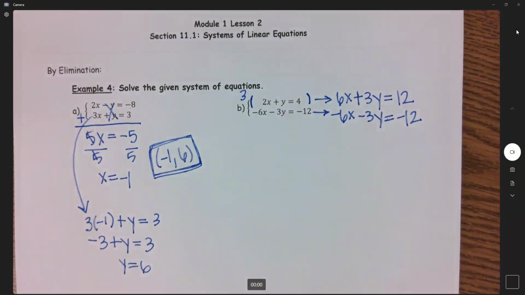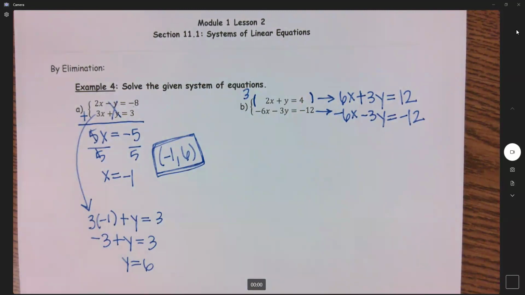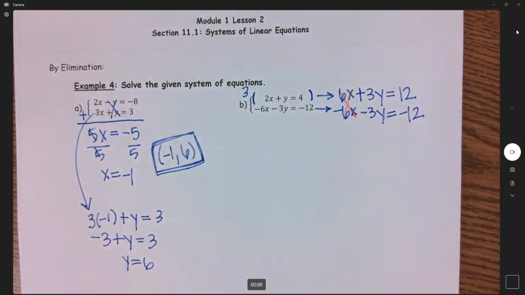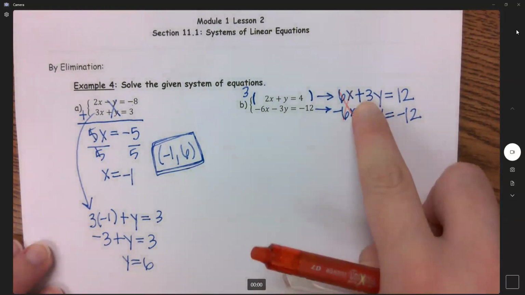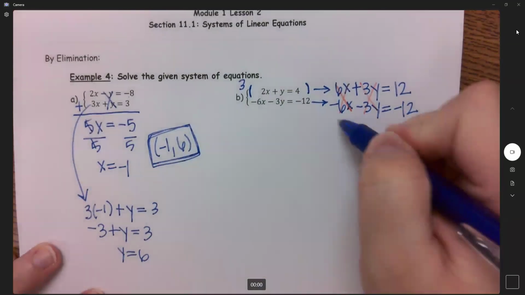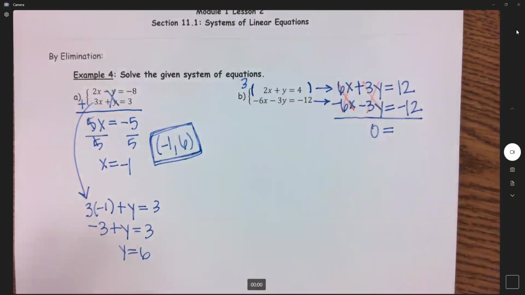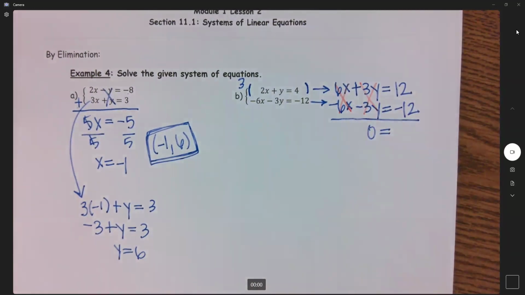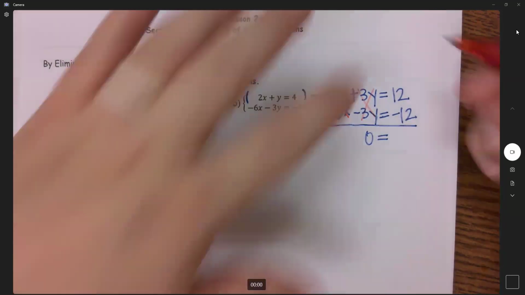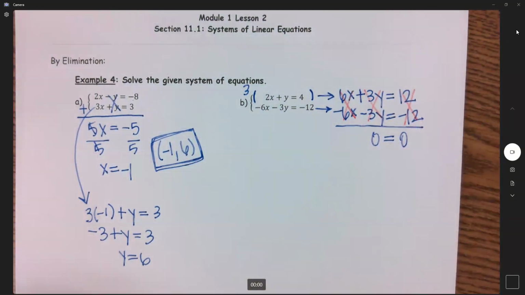Okay, and now if you notice, we have a positive and a negative 6x, it always has to be positive and negative. So that cancels out. But if you also notice, we have a positive and a negative 3y. So that also cancels. So on this left side here, I have nothing left. Everything canceled, so I have 0. Same thing actually happens here, right? We have 12 and a negative 12. Those are going to cancel out, and I have nothing left on the right side.